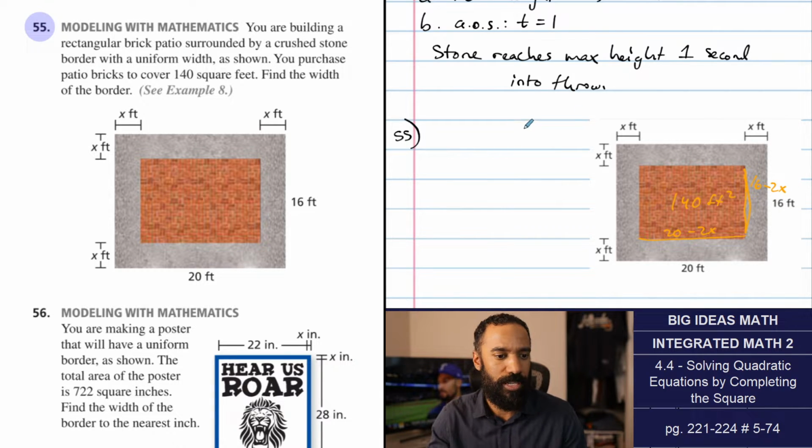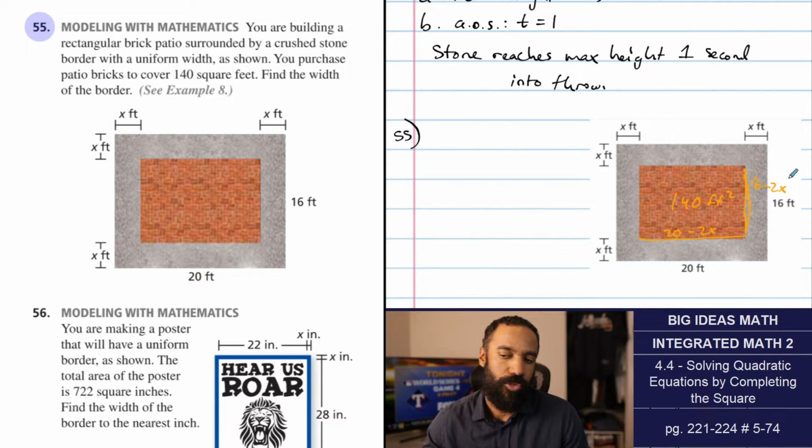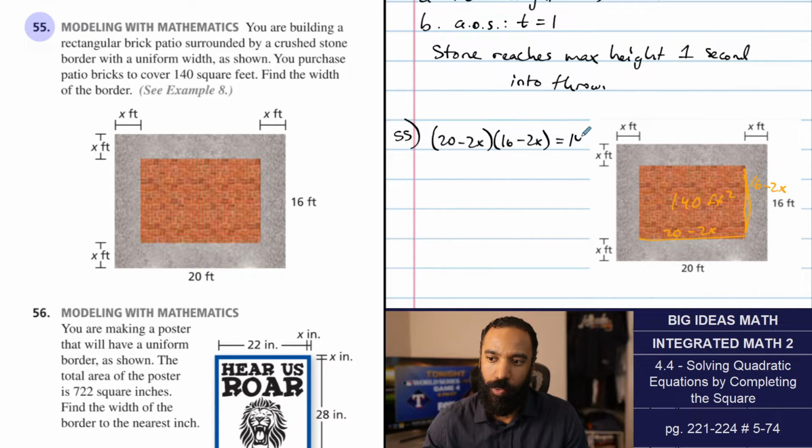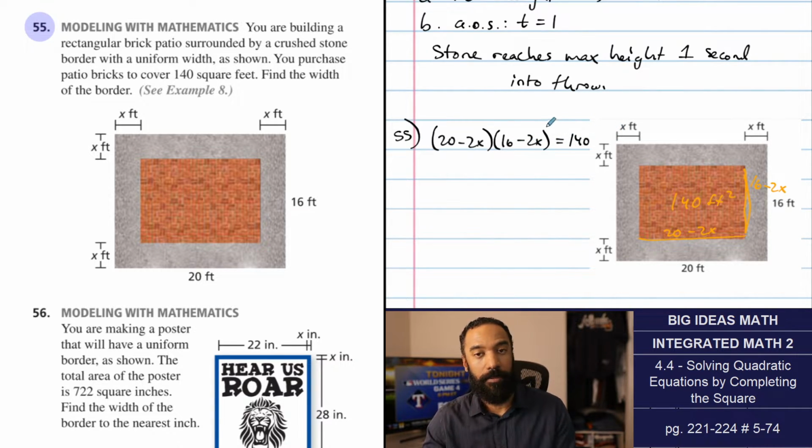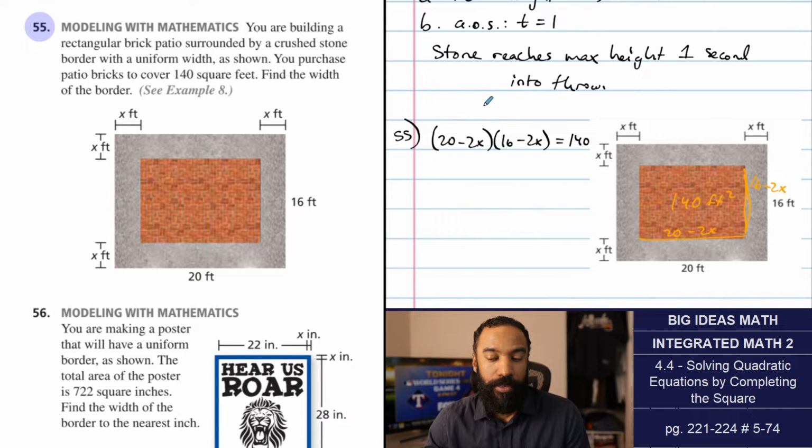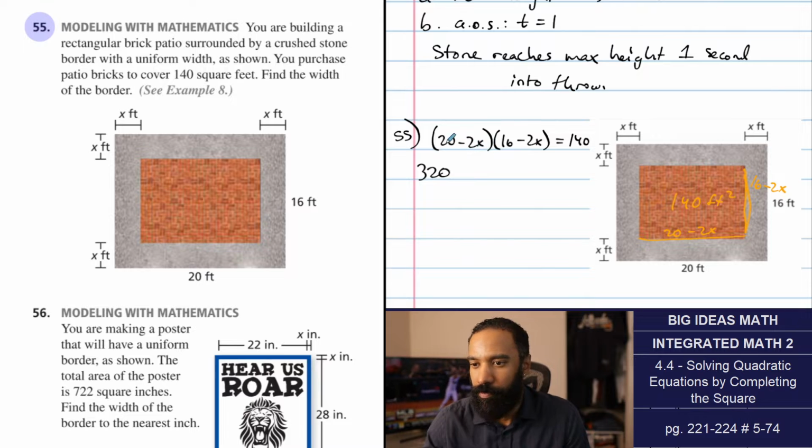So when we multiply those things together, they said find the width of the border. The width will be the, I guess, the smaller one. We got to solve for X, do 16 minus 2 times that X, and get the answer. But that comes from doing an area. Length times width equals 140. That's our setup. So we got to FOIL this thing, right? We got to do 320 minus 40x minus 32x plus 4x squared equals 140.